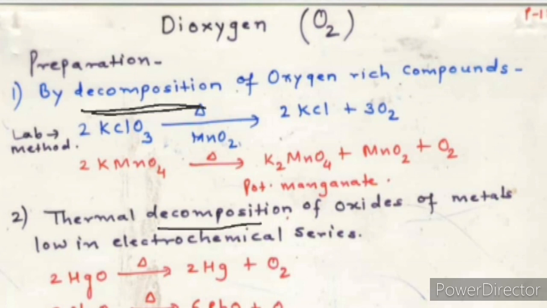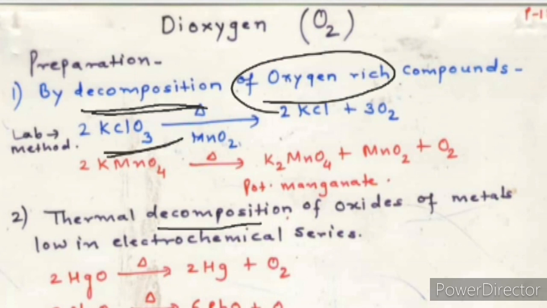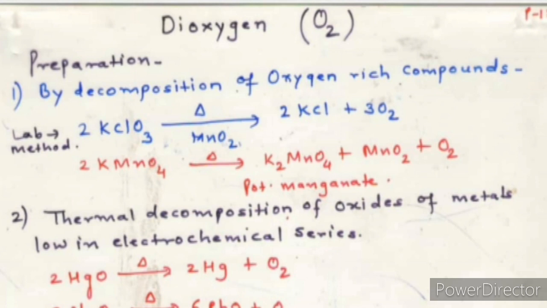When you decompose such compounds which contain lots of oxygen, like potassium chlorate, which is a red colored compound, potassium chlorate is heated in presence of catalyst manganese dioxide to give you potassium chloride plus oxygen gas. Potassium permanganate is also heated to give you potassium manganate, manganese dioxide and oxygen. Color, everyone is aware of violet color, green color, black color, MnO2. Try to remember these reactions.